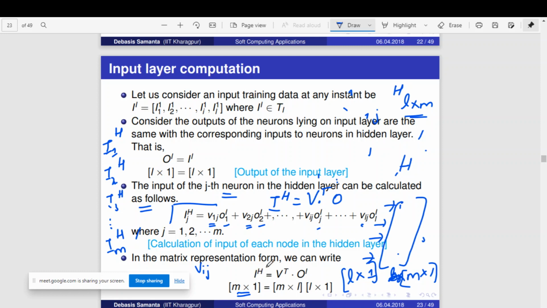IH is nothing but the input to the hidden layer. So the input to the hidden layer, its size is M cross 1. V to the power T, V size is L cross M, so when you transpose it, it is M cross L. O power I, which is nothing but the output from the input layer, its size is L cross 1. So this can be written in matrix notation like this. Fine.